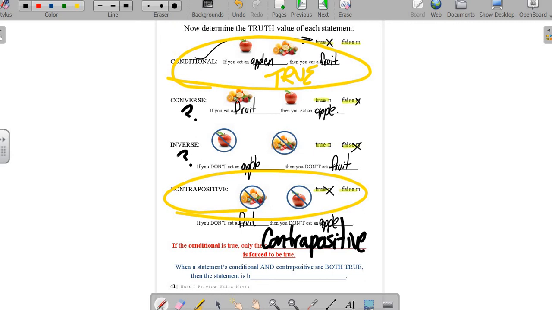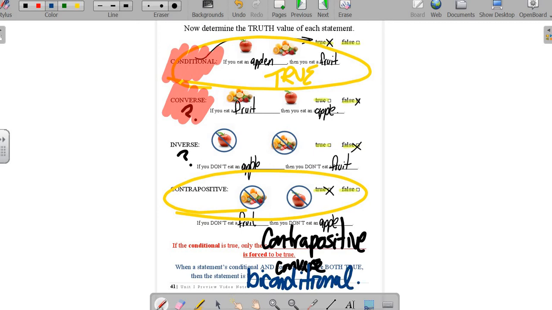Now, if a conditional is true and the converse, you need to change this to converse, not contrapositive. Converse. If the conditional and the converse are both true, then we would call that statement biconditional, which means it's true under both circumstances.